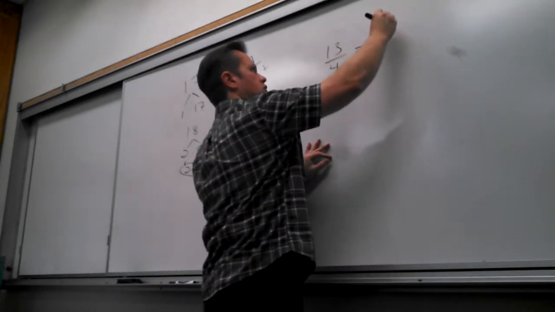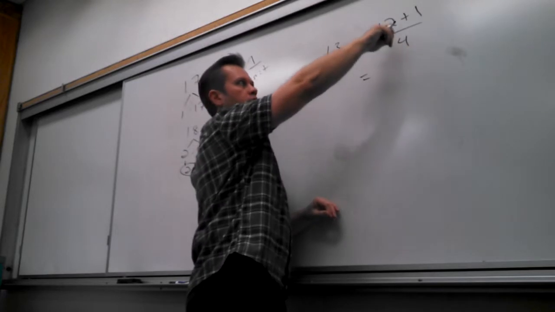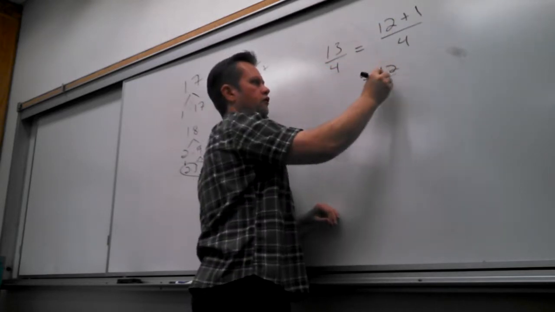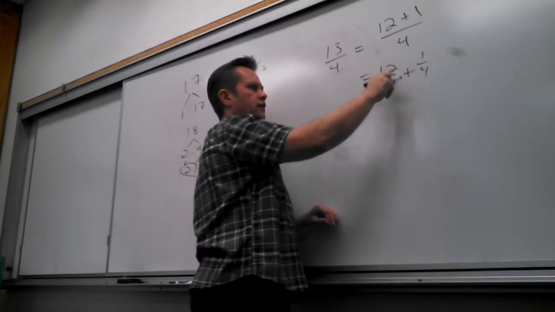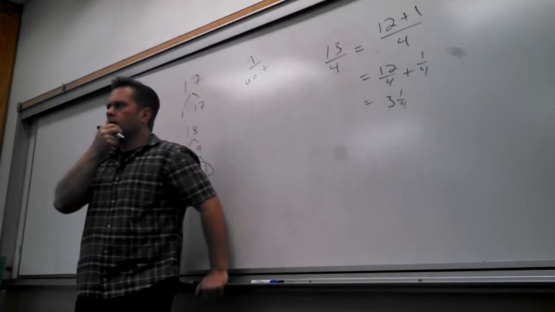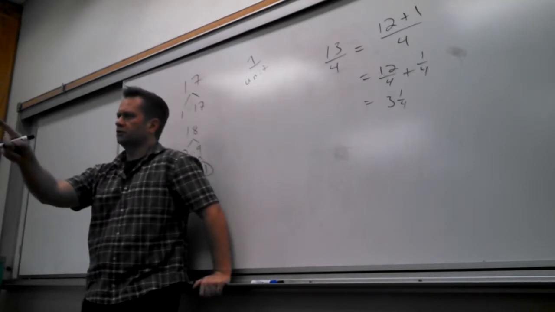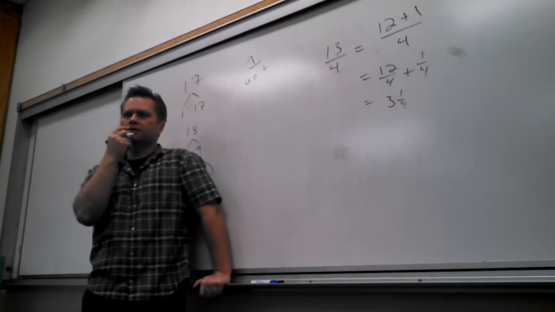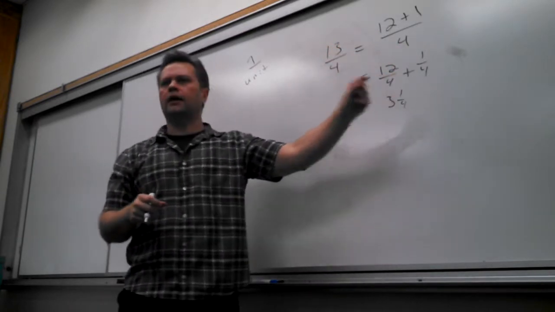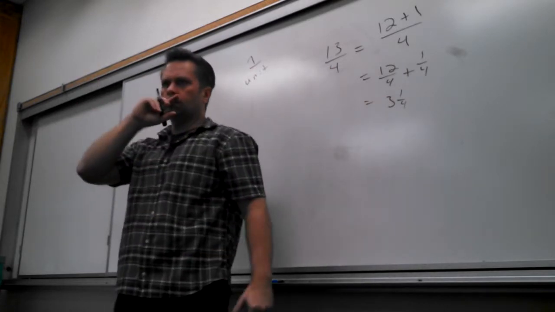So watch this. Isn't 13 12 plus 1? Yes. And what's being divided by 4? 12 and 1. So 12 over 4 plus 1 over 4. What's 12 divided by 4? 3 and 1/4. Right? This is important because when we start talking about radicals, somehow it relates to this. Because I do the part I can do, and I leave the part that I can't do. So somehow that's going to relate to radicals, but we're not there yet. Don't freak out. All right, cool.